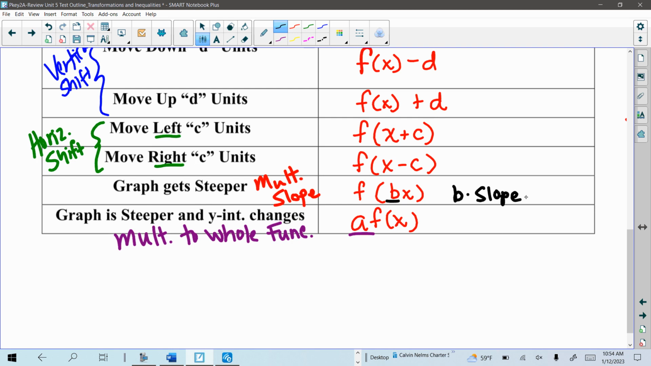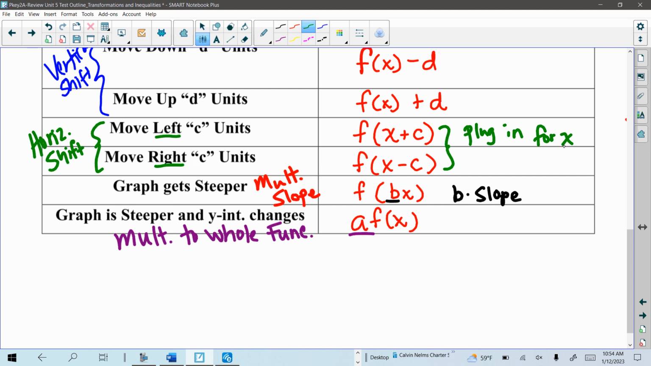If it's x plus c or x minus c here, these two require you to plug in for x. The first two, you're just going to add or subtract to the function. So make sure this gets memorized. I can't stress this enough.